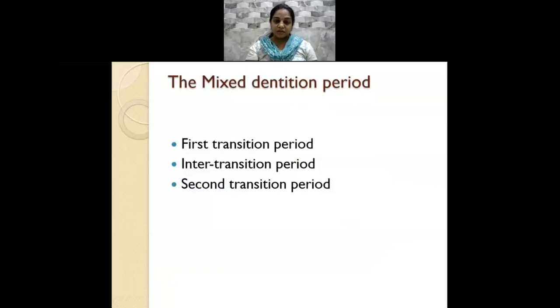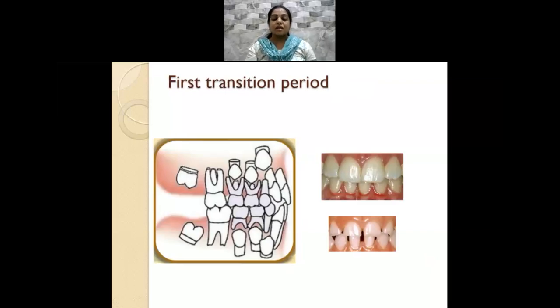And coming to the mixed dentition period, it consists of three periods: the first transition period, the inter-transition period, and the second transition period. Now, in case of the first transition period, there are two significant changes that happen. That is the eruption of the first permanent molar and the exchange of incisors. These are the two significant changes that happen in the first transition period.